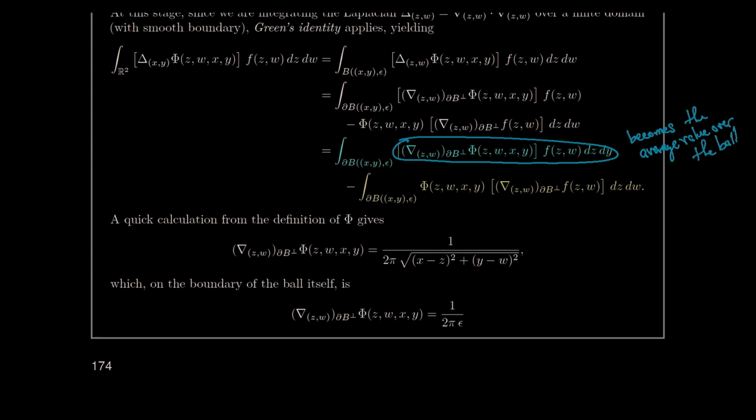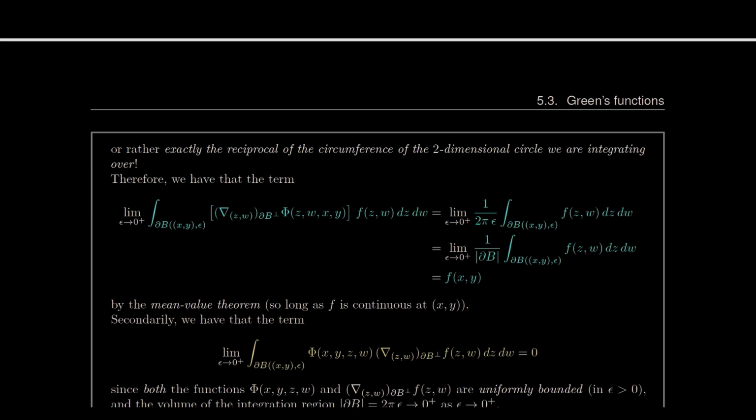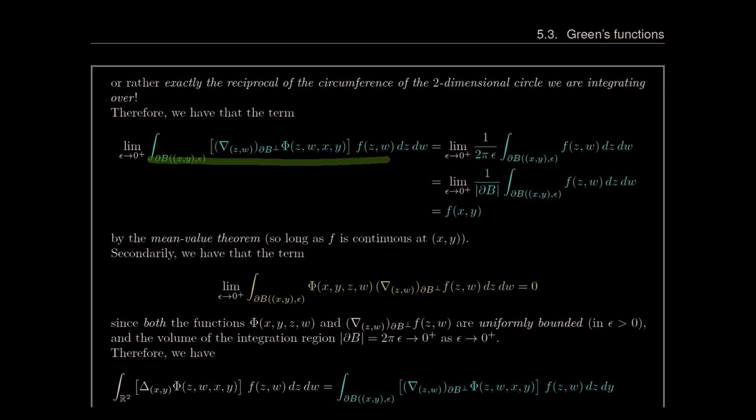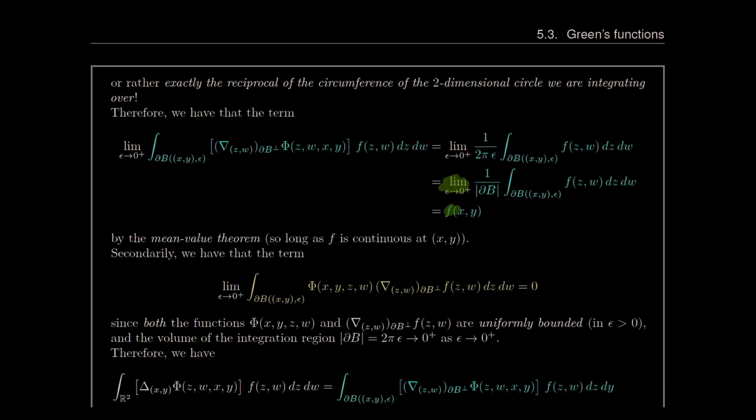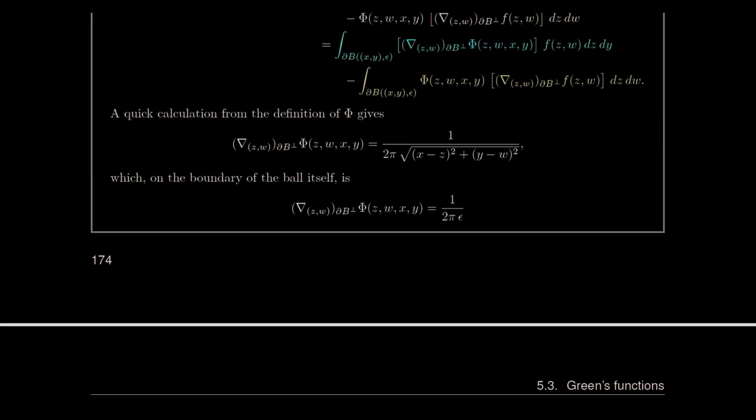So that entire term becomes the average value over the ball, just by the nature of how phi was constructed. Well, if it's the average value over the ball, and the mean value theorem for continuous functions says that as I let epsilon tend to 0, the average value will just be the evaluation at the center. So that's really where we're recovering the sifting property.